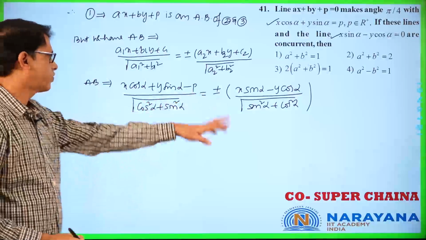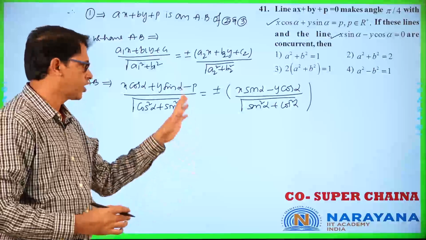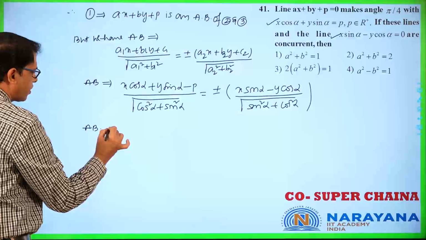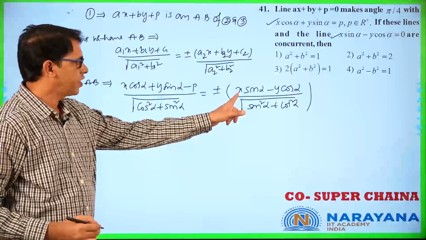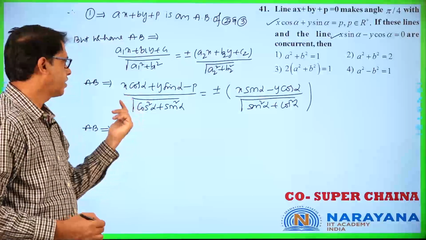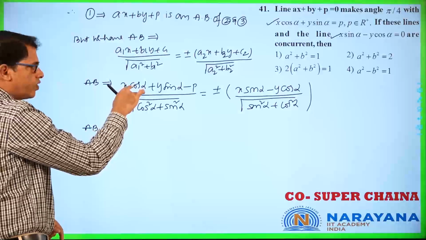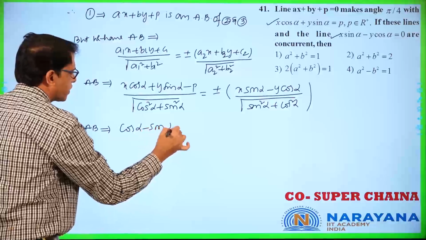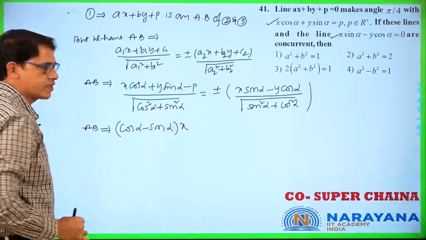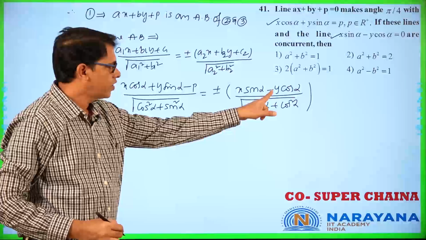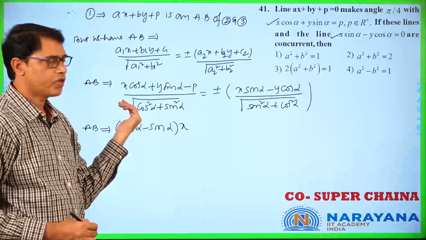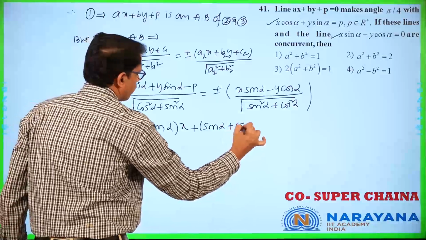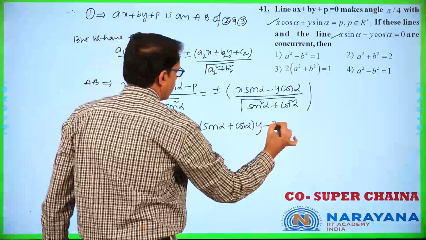Okay, now this becomes 1. We can take plus or minus, both the cases. If we take the plus symbol, what do we get? Here we have x sin alpha, bring it to the left side. So here we have x cos alpha, taking x as common: (cos alpha minus sin alpha) whole into x. Then y sin alpha, and minus y cos alpha brought to the left side becomes plus, so (sin alpha plus cos alpha) into y minus p equals 0.